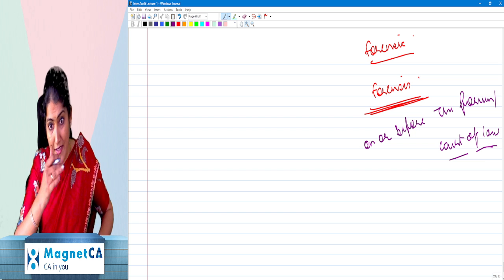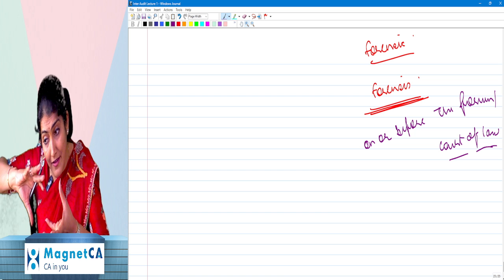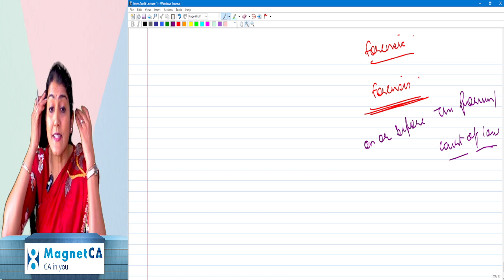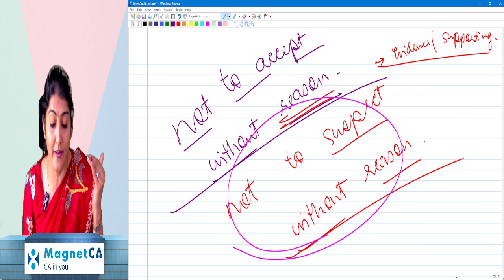You understand? Audit, investigation, forensic accounting. It is a sort of checking, but only the extent and depth of checking undergoes a change, and also the type of evidence which you get is different.